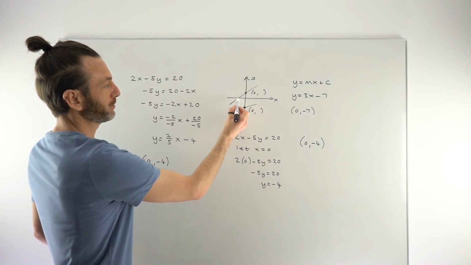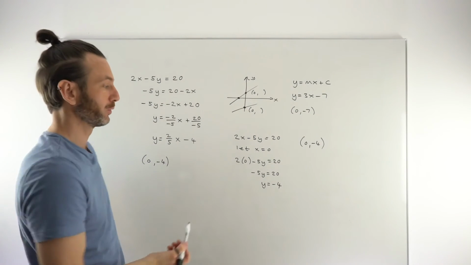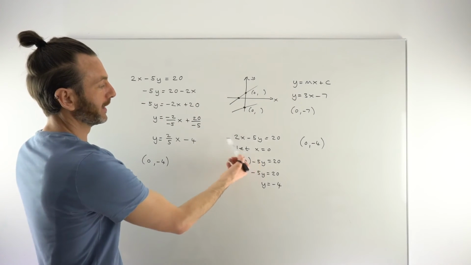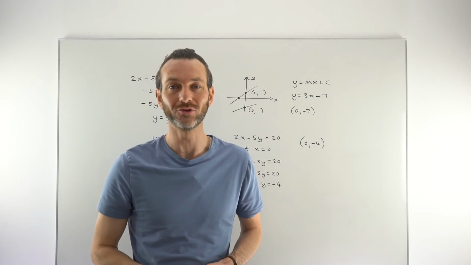If we were trying to find this point, the x-intercept, we know that that point has got a y-coordinate of 0. So we would just put a 0 in for y and then solve that to get the x value. So 2 different options there for answering that question.